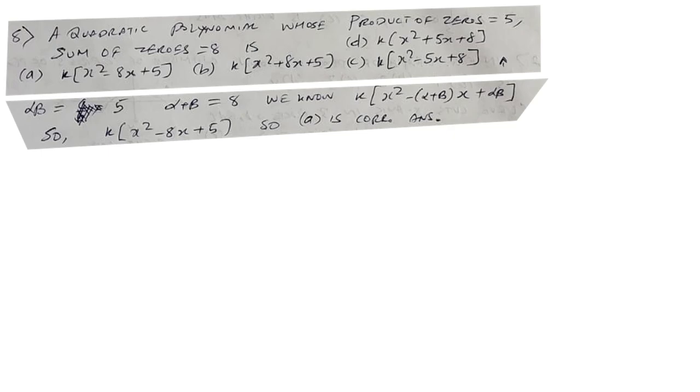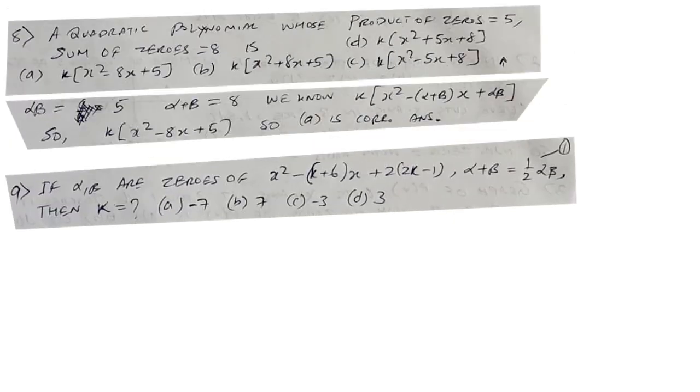Okay, so you get k into x squared. Substituting for alpha plus beta, we get 8, and substituting for alpha beta, we get 5. So k into x squared minus 8x plus 5. So answer A, which is k into brackets x squared minus 8x plus 5, is the correct answer.